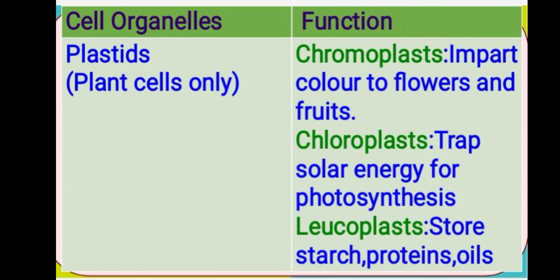Plastids are very important cell organelles, but these are present only in the plant cells. They can be of different types. Chromoplasts impart color to flowers and fruits. Chloroplasts, as we all know, are involved in the photosynthesis process and help in trapping of solar energy to initiate the photosynthesis process. Leucoplasts store starch, proteins and oils.